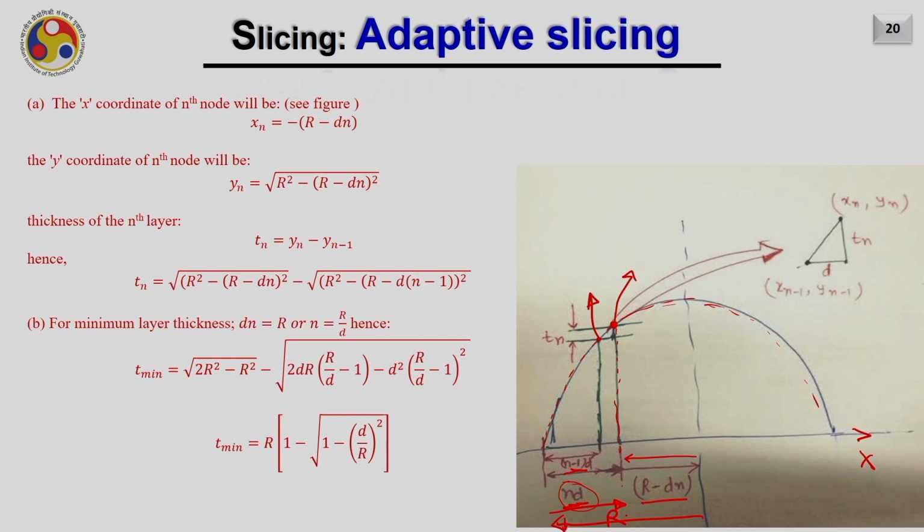The x coordinate of the nth node will be nothing but minus (R minus nD), because this distance, and this is (0, 0). I can go in this direction, minus. Hence minus (R minus nD). Now the y coordinate of this particular nth node will be equal to the square root of R square minus (R minus nD) whole square.